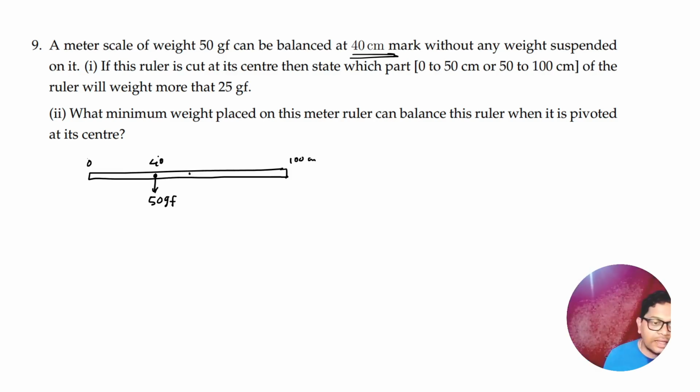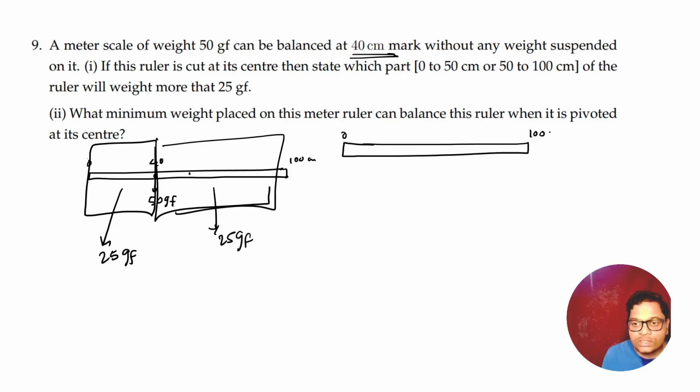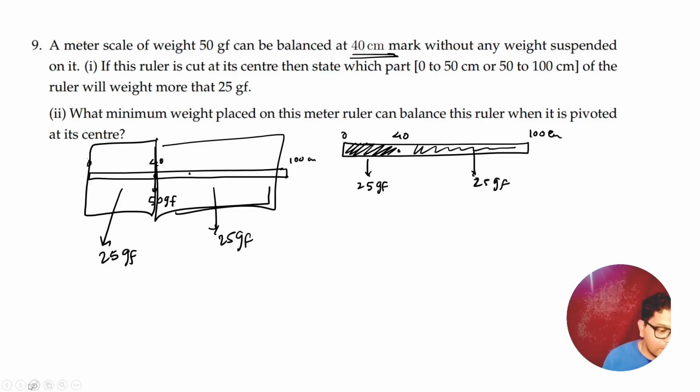Because the weight of the scale is acting at 40 centimeter, it means this part of the scale weighs 25 gram force, and this part of the scale weighs 25 gram force. I'll draw that again to show you. This is 0, this is 100 centimeter, and the weight of the scale acts at 40. Now, if the scale is cut at 50, that is this point, obviously this portion will weigh more. So if the ruler is cut at the center, the 0 to 50 centimeter part will weigh more than 25.